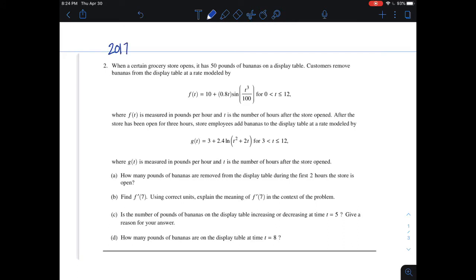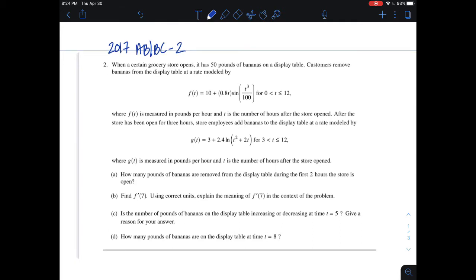So now I'm going to go on to a rates question. This one also happens to be 2017. It was an AB/BC question, and this is obviously number 2. Again, I'm not going to write out every single detail of the solution. If you would like to see the solutions, you could just Google 2017 AB/BC, whatever the scoring thing is.